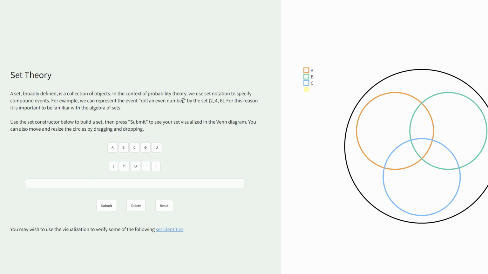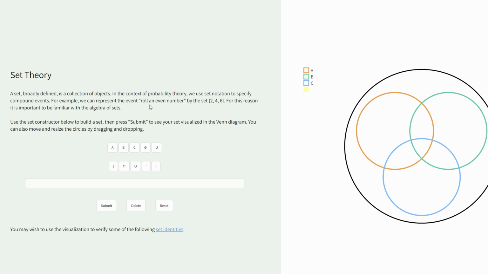In the context of probability theory, we use set notation to specify compound events. So this event happening and that event happening intersect with one another, and you have that overlapping, and that's going to be your probability. We can present events as a roll of an even number, say 2, 4, 6. That's your set. 2, 4, 6 would be my whole set.